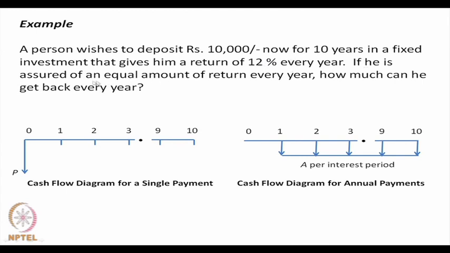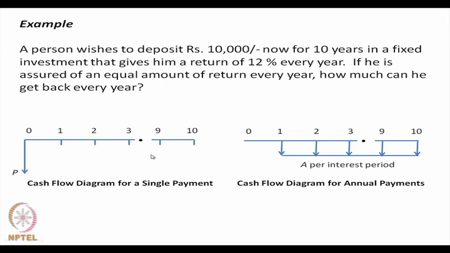Now, if he is assured of an equal amount of return every year starting from the first year, how much can he get back every year? That means, in the first year also he is getting back some money. That money is assumed to take place at the end of the first year, end of the second year, like that for 10 years he will get back some money, having initially given an amount of 10,000.